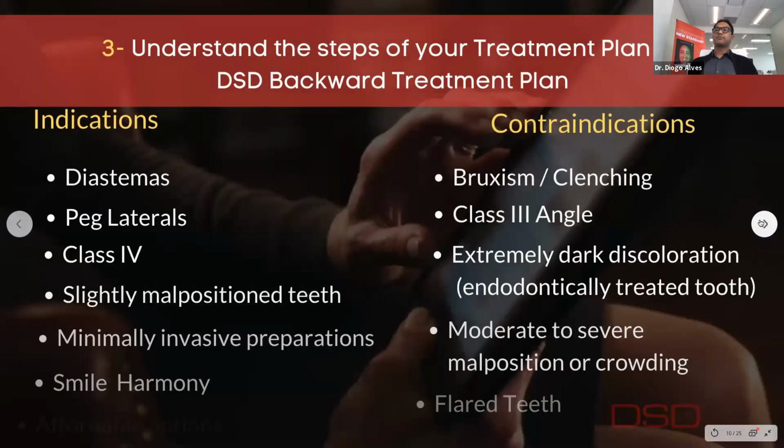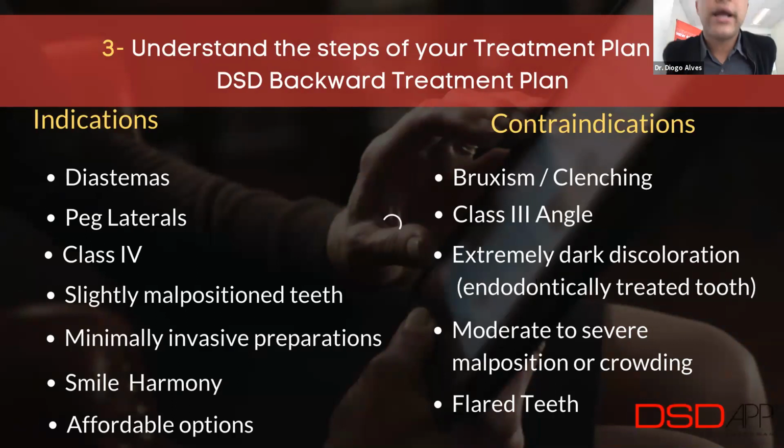Then we have number 3. So we need to understand the steps of your treatment plan, right? That's the DSD backward treatment plan. So we have the indications for composite veneers, and we have the contraindications for composite veneers.